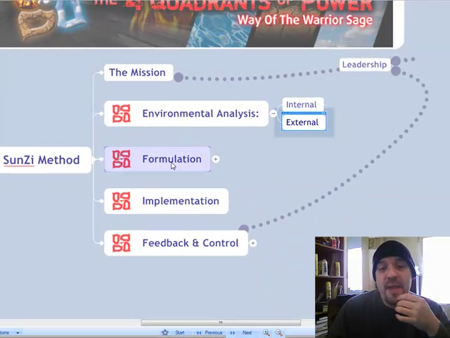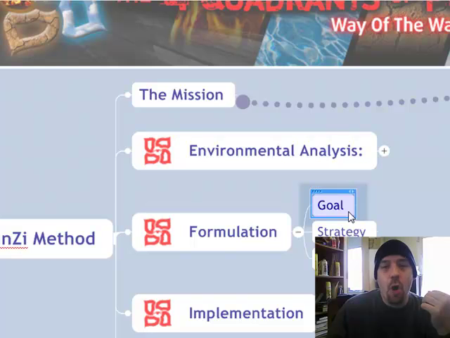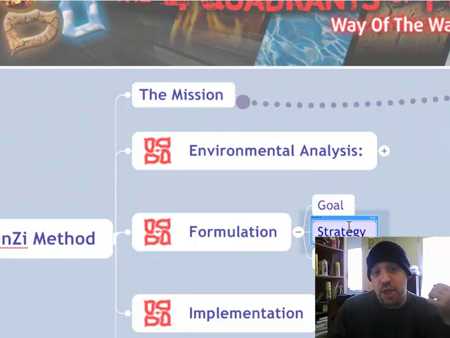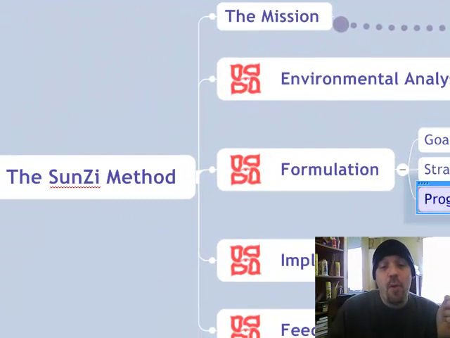The next step we want to hit is formulation. So formulation is a 3-step process. We need to know our goal, which is very similar to the mission. We need to know our strategy, which is how we're going to accomplish the goal. And we need to know the program, which are tactics. So the strategy is the overall plan to get you to the goal. Tactics are the specific steps that you take to achieve that goal. So we want to formulate the goal, the strategy, and the program.